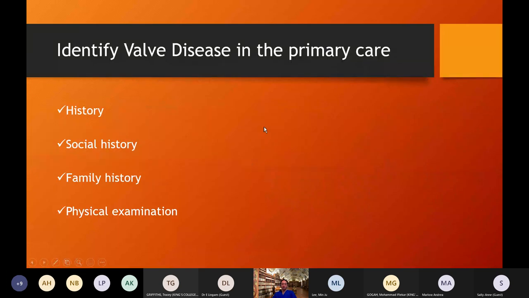So to identify valve disease in primary care, you follow the steps that you do to identify any pathology in medicine. It's nothing different. So you look at the history, including the previous medical history, the social history, the family history, and physical examination. There are other things that you can do, including an ECG and, of course, the echocardiogram, which Ronak is going to talk to you about. The echo is the final test you're going to request when you suspect valve disease in primary care.